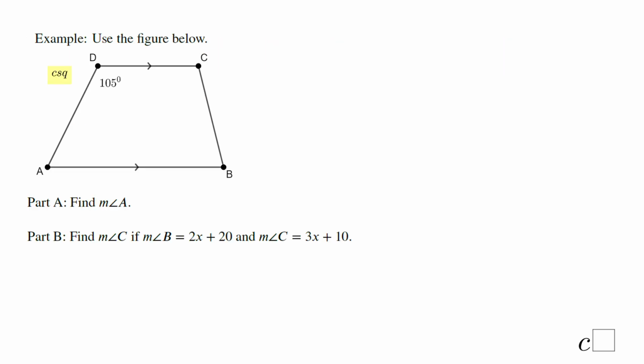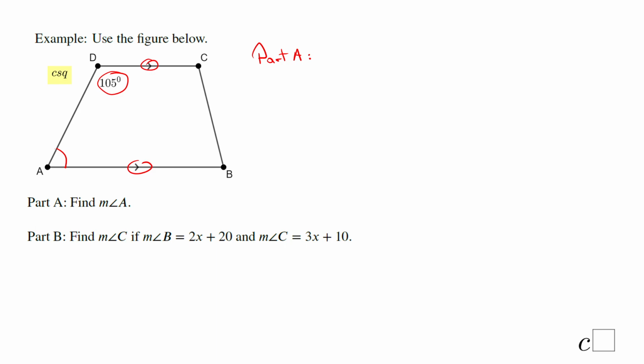Now let's take a look at this first problem. We have a trapezoid. How do we notice that? We notice we have two parallel segments here, DC and AB. So we have a trapezoid, and we need to find the measure of angle A. This angle A you see here, and this angle right here, 105, angle D, are supplementary. They are consecutive angles, or same side interior angles.